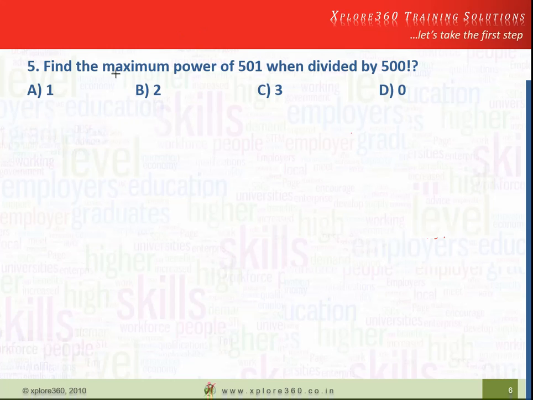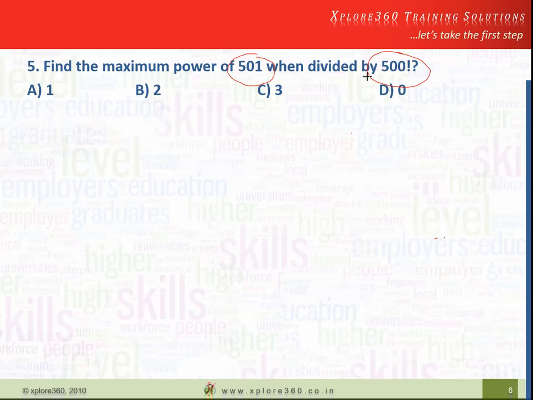The question says, find the maximum power of 501 in 500 factorial. Straight away understand this. In 500 factorial, what is the maximum power of 501? Now, most of the time students answer option D, because they think that 501 is greater than 500 factorial, but that is not the case.